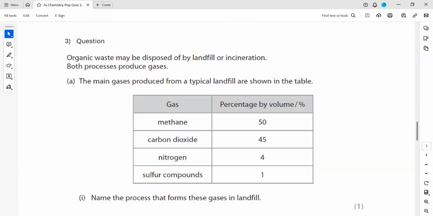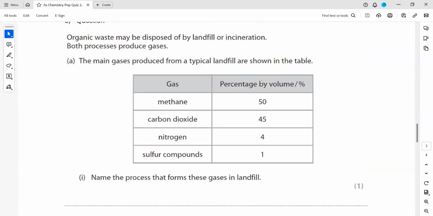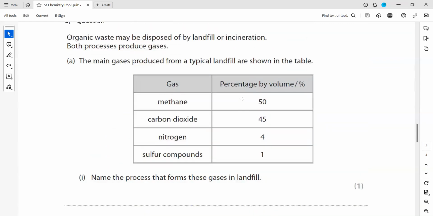Next: organic waste may be disposed of by landfill or incineration, like burning. Both processes produce gases. The main gases produced from a typical landfill are shown in the table. Name the process that forms these gases in a landfill. So how can these gases be formed in a landfill? Mainly it's by anaerobic respiration or by fermentation. These gases are formed by fermentation.